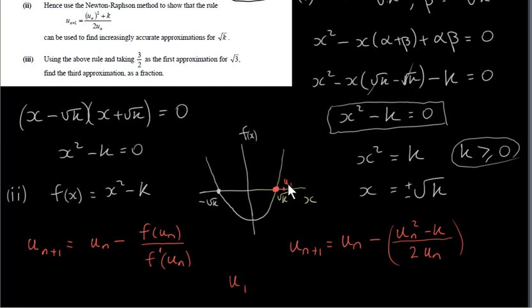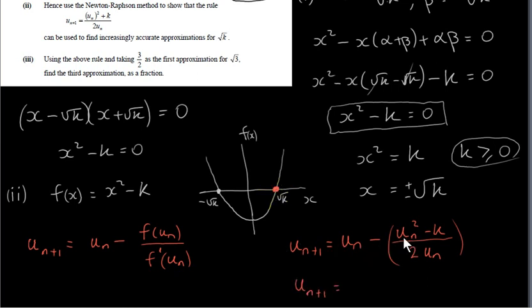We would have the value of u n. We'd plug it in here, work it all out, and we get out u2. And from u2 we can plug it into this right hand side to get out u3, and we can keep iterating and getting better and better approximations to the root. So the values of u n should converge to root k.